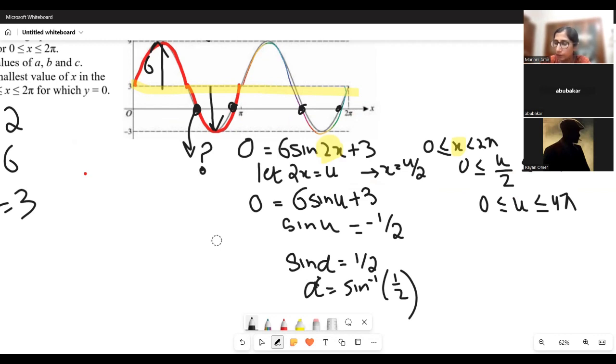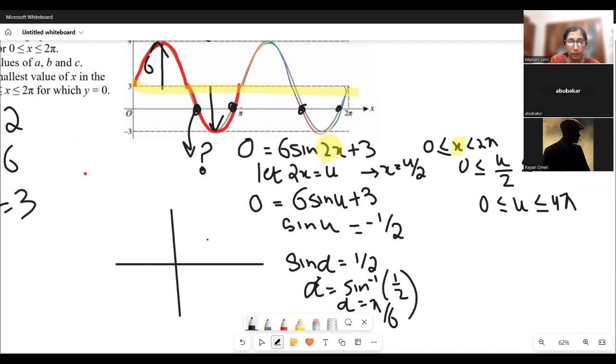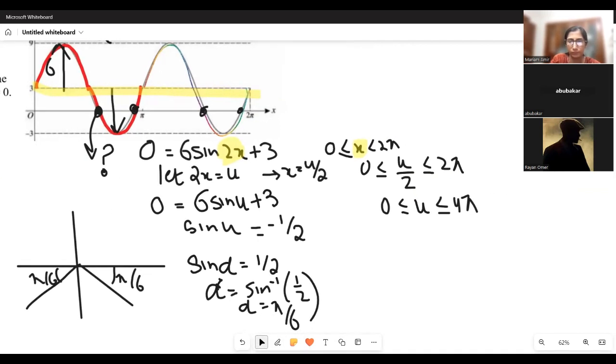Where in radians, sine inverse half is pi by 6. Sine was negative, so sine is negative in the third and fourth quadrant. This is pi by 6, and this is pi by 6. Now the given domain is between 0 to 4 pi.